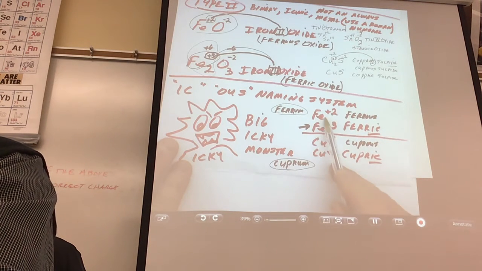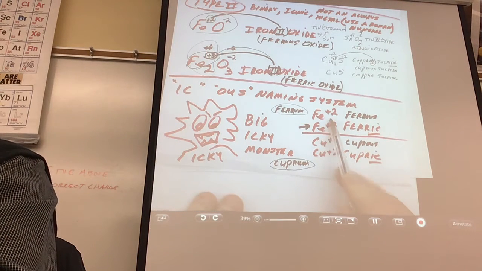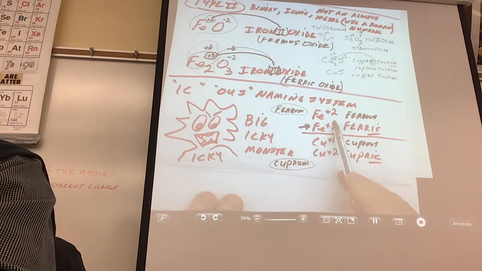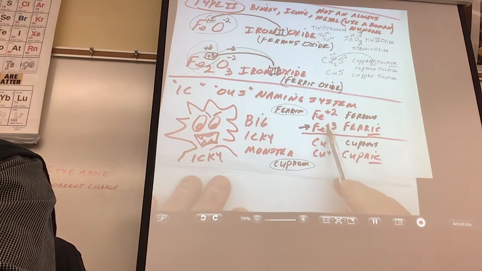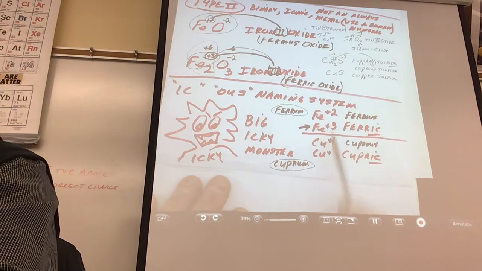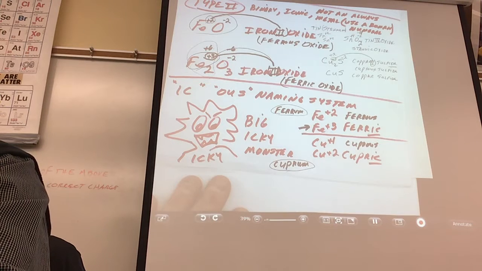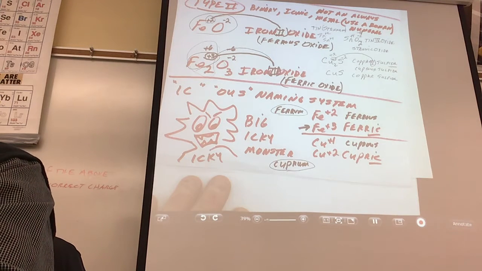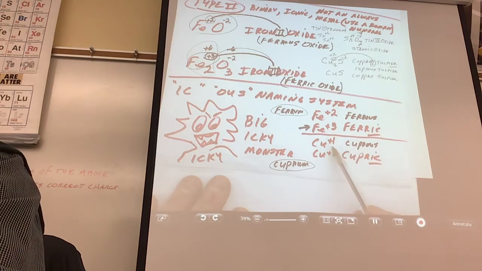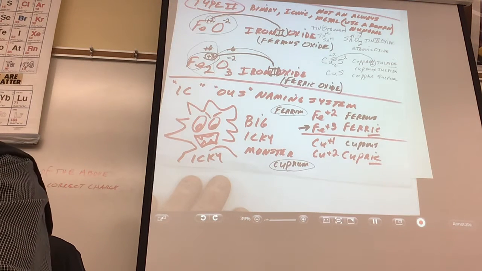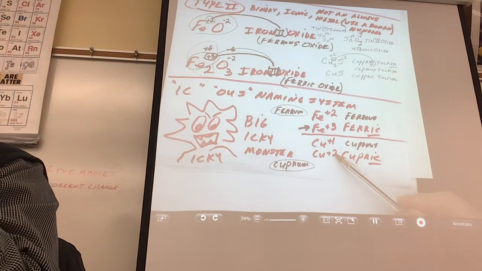Well, I'm here to tell you that I didn't do this, but God said, iron, sometimes I'm going to let you have a +2 charge, and sometimes you're going to have a +3 charge. Which one's bigger? See, 3 is bigger than 2, right? He's the big, icky monster. And look at copper. Copper can be +1 or +2. I'll tell you this on the periodic table. When you take your test, I'll even tell you that. Iron comes in +2 and +3. I'll tell you copper comes in 1 and 2. But who's the big, icky monster here? 2. 2 is bigger than 1, isn't it?